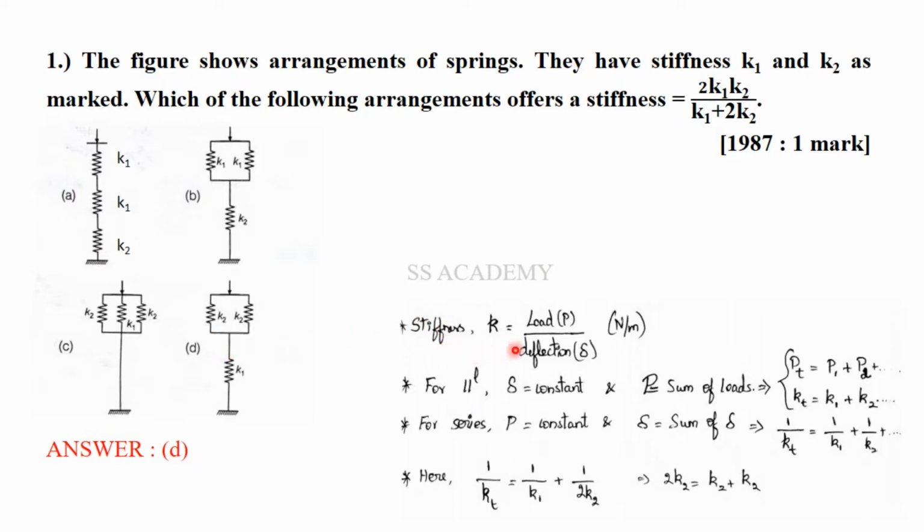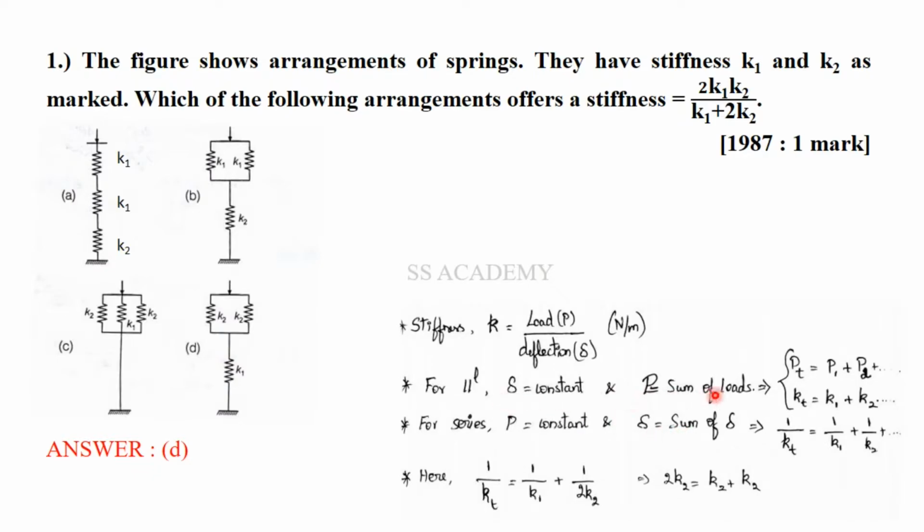We must know stiffness is given as load by deflection. Newton per meter is the unit of stiffness. Generally, similar to bars in parallel and bars in series, the springs will also have the same conditions. That is, for parallel connection of springs, the deflection will be constant and the total load acting on the parallel connection is equal to the sum of the loads. Similarly, for springs in series, the load is constant and the deflection is the sum of deflections on each spring.